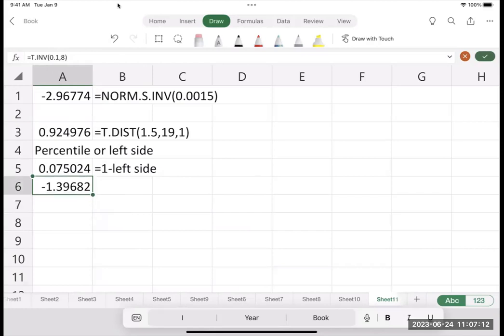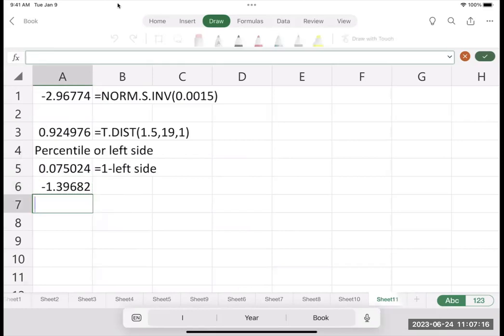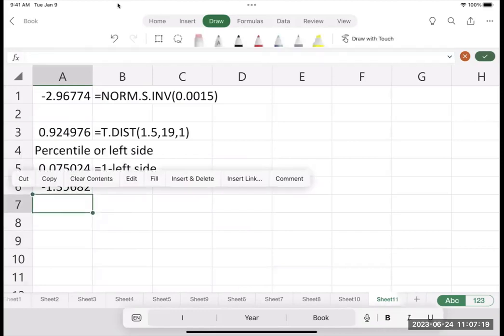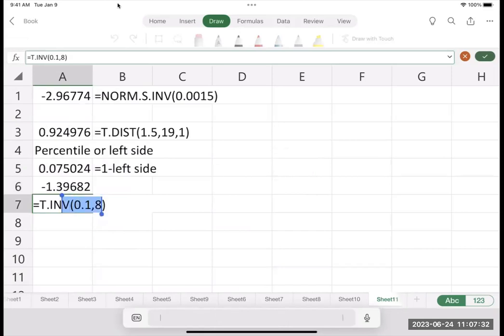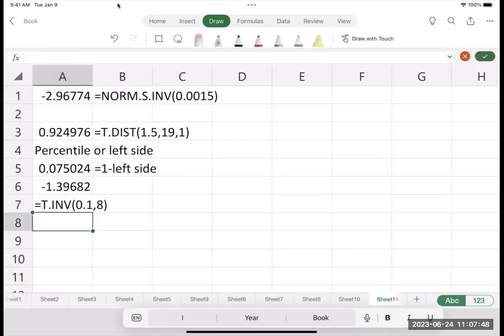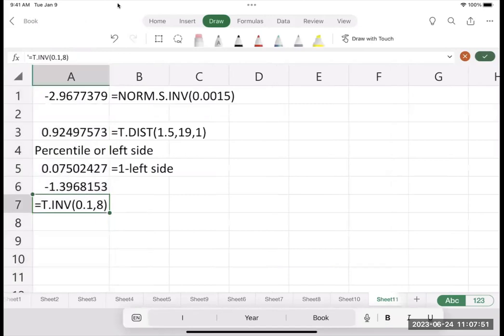And the formula is... So put the decimal value in there using the inverse because you're going backwards.